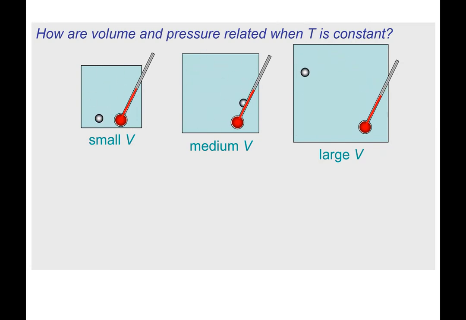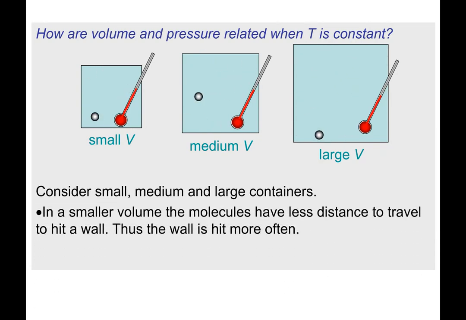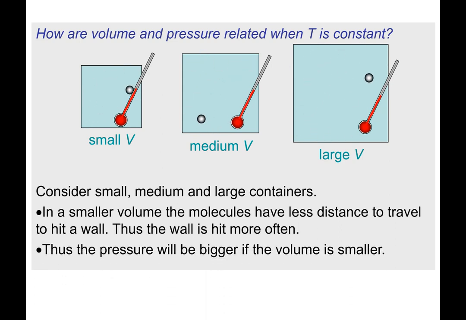So what's going to happen here? Well, if you think about it, in the smaller volume, the molecules have to travel less distance to hit a wall, so they're hitting the walls more often. That's clearly evident from this animation. So if it's hitting the wall more often, that wall is experiencing greater force per unit time than the box on the right, for example. So in other words, the pressure is bigger on the left, the pressure is smaller on the right. So it looks like pressure and volume are inversely related to each other. In other words, a smaller volume gives you higher pressure, larger volume gives you lower pressure.